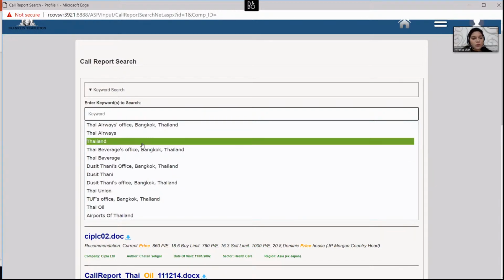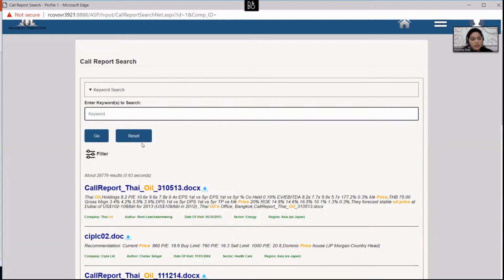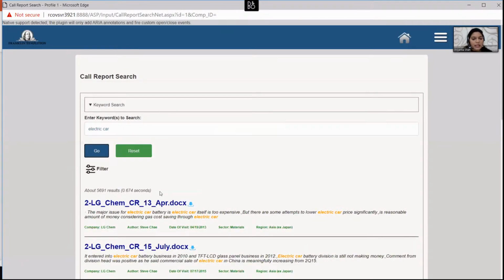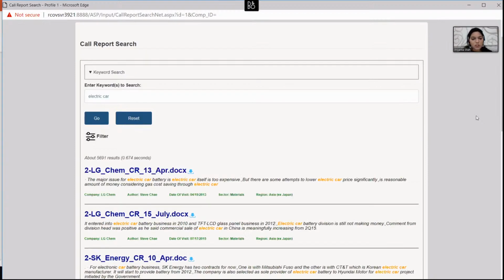Now, let's say I want to select something like electric car. I immediately get hits. You see that Elasticsearch itself is very efficient, returning more than 5,000 results in 0.64 seconds, and I get a pretty good approximation of my results.